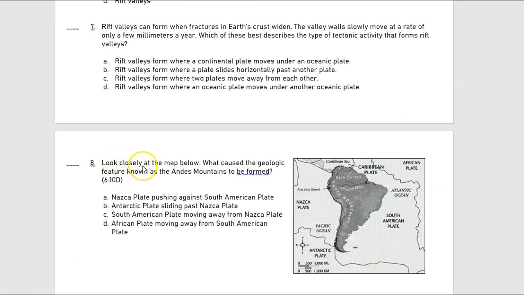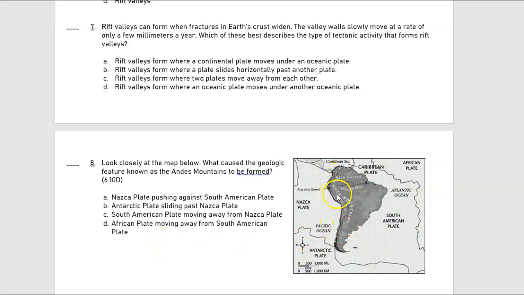Number 8. Look closely at the map below. What caused the geologic feature known as the Andes Mountains to be formed? A. The Nazca Plate pushing against the South American Plate. B. The Antarctic Plate sliding past the Nazca Plate. C. The South American Plate moving away from the Nazca Plate. D. The African Plate moving away from the South American Plate.